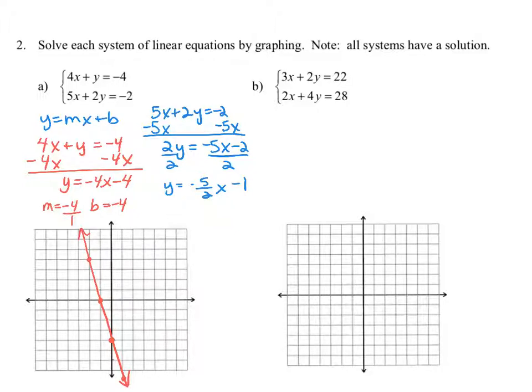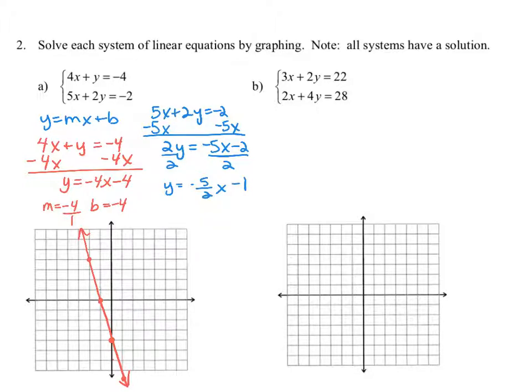We can see that there is an intersection point where the two lines cross, and that is our solution to the system of linear equations. And the coordinates of that intersection point are -2, 4.